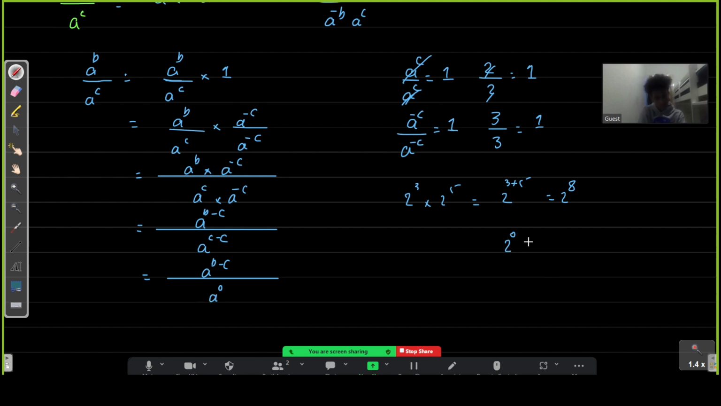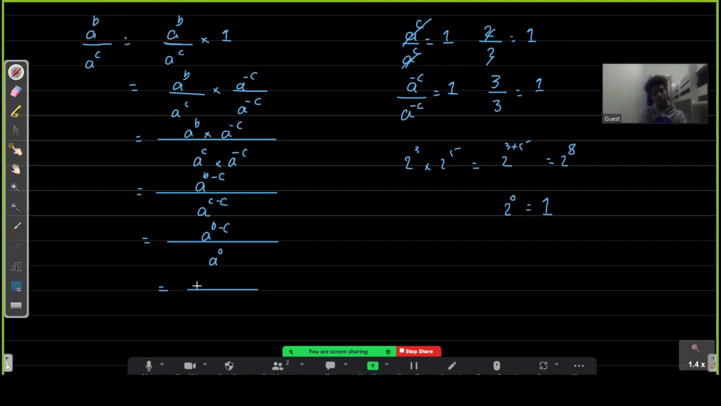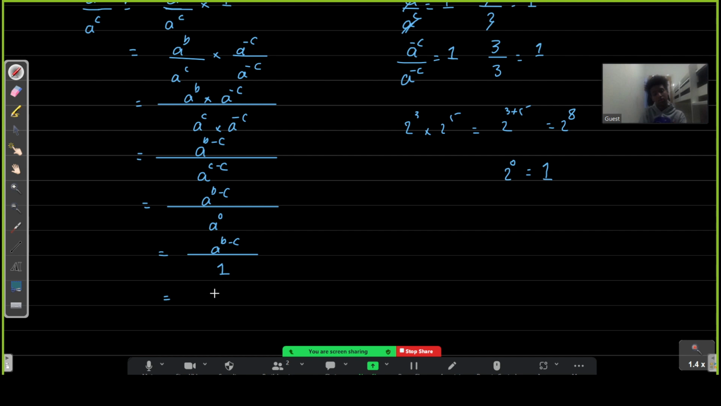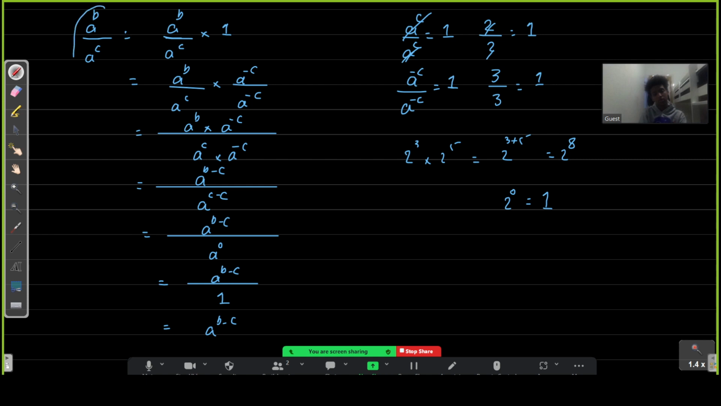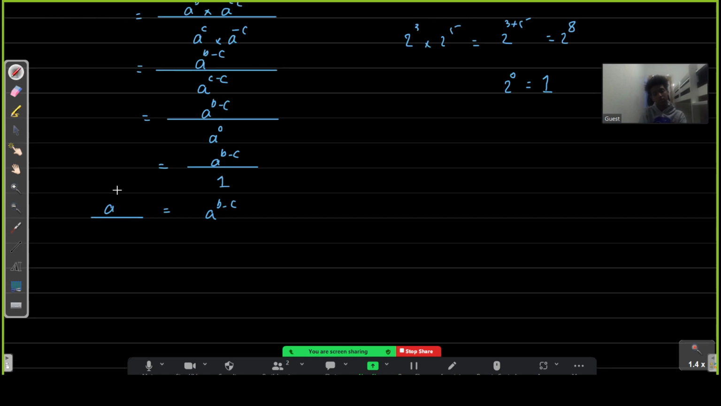So any number having power 0 is equal to 1. A power b minus c over a power 0 is equal to a power b minus c over 1. So we don't need to write 1 in the denominator, we will write down a power b minus c only. It means if index numbers are dividing each other, a power b over a power c, we can subtract the power of the denominator and we get the answer. If both of the numbers multiply with each other, what do we do? We add the powers, and if numbers are dividing each other, we subtract the powers.